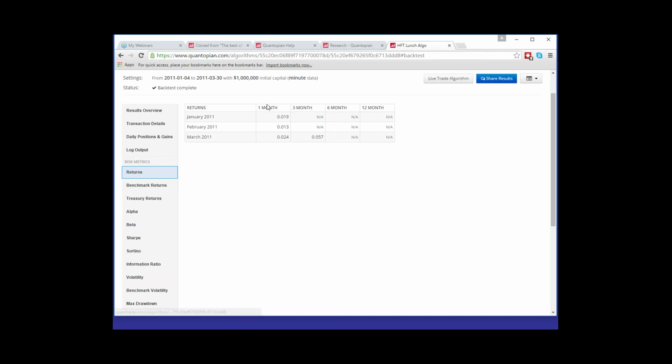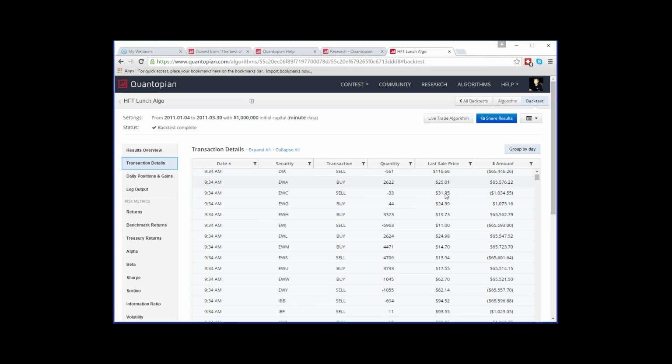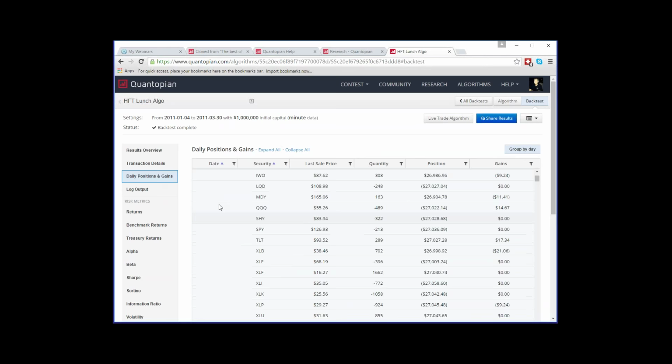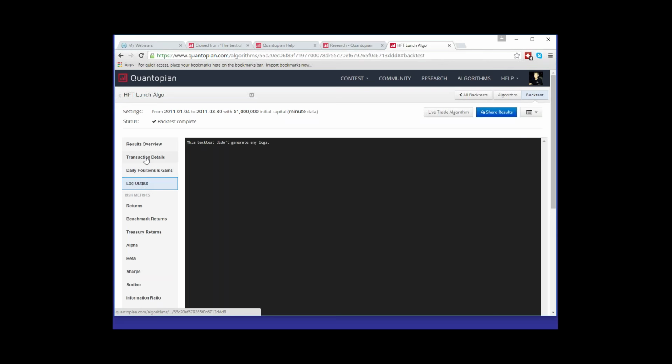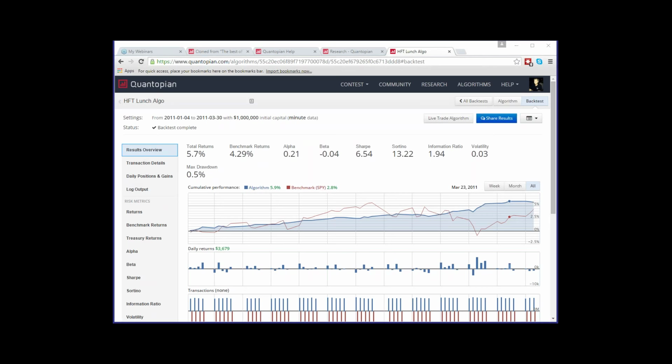And then you can also look at your transaction details. And in this case, there's tons. So on the first day, there's 7,800 transactions. And this will give you a breakdown of what they were. Was it a buy, sell, how many? And then also your daily position gains and losses will be broken down as well. And then you can also add logging statements, which would then be output here. And I do not believe, yeah, I didn't do any logging within this algorithm. Does that answer your question?